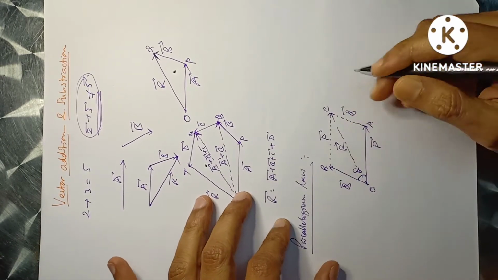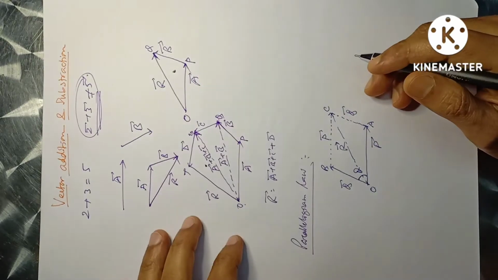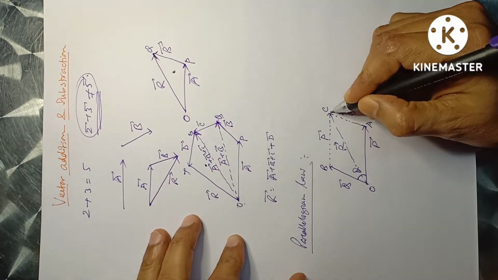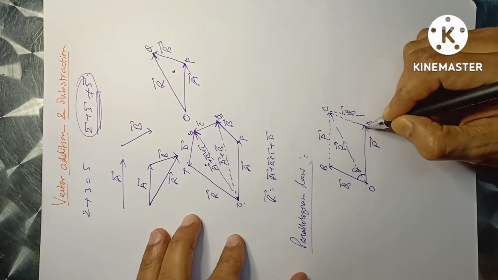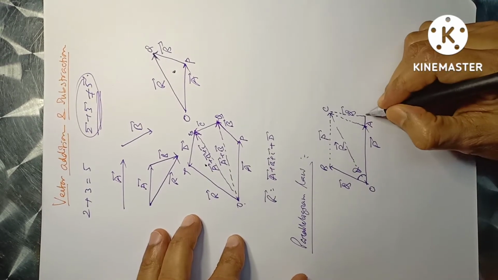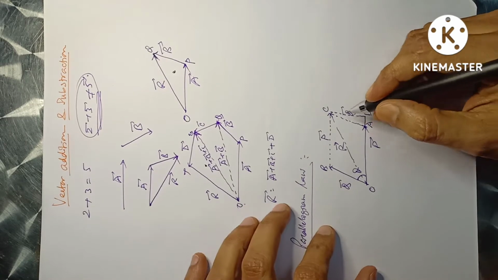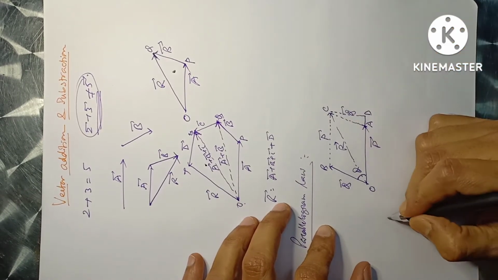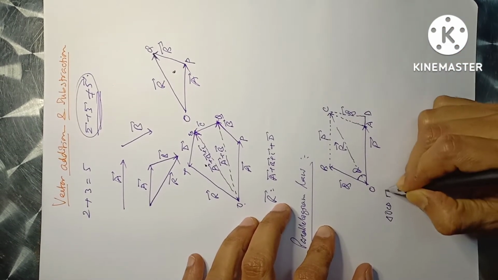So how can we get the magnitude of the resultant vector? For this purpose, we need to draw a perpendicular on this line OA. Suppose this point is D. So this is a right angle triangle. Triangle OCD is right angled.